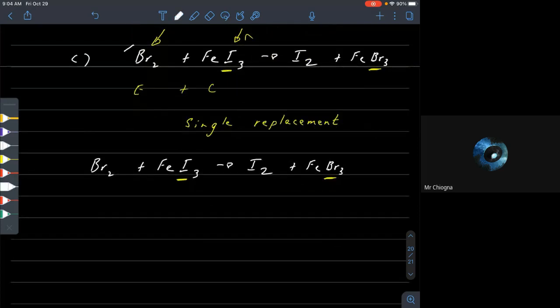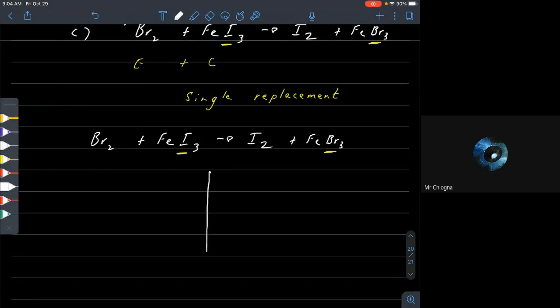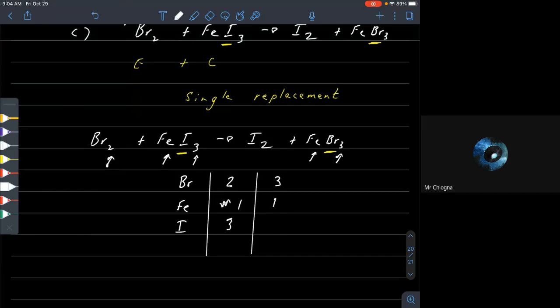Okay, let's take a guess. A little bit more on the difficult side, make up a table. If in doubt, draw a table. Come up with some sort of list. Br, Fe, and I. 2 on the left, 3 on the right, 1 Fe on the left because there's no subscript, 1 on the right. Iodine on the left, 3. I'm just counting ions or counting atoms.